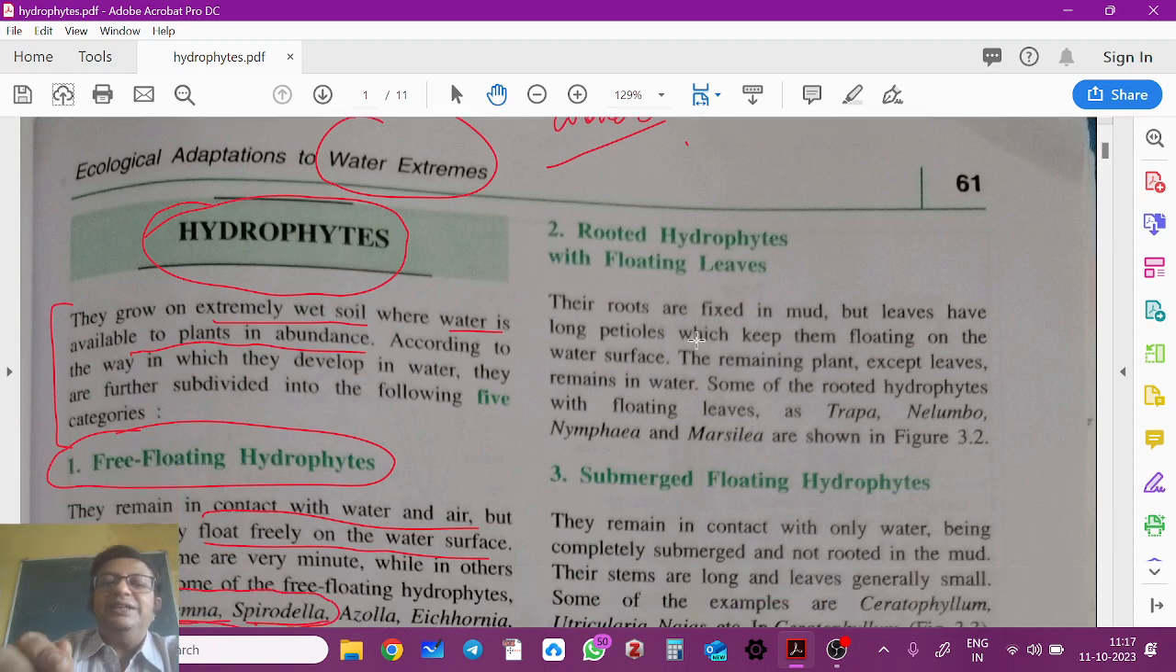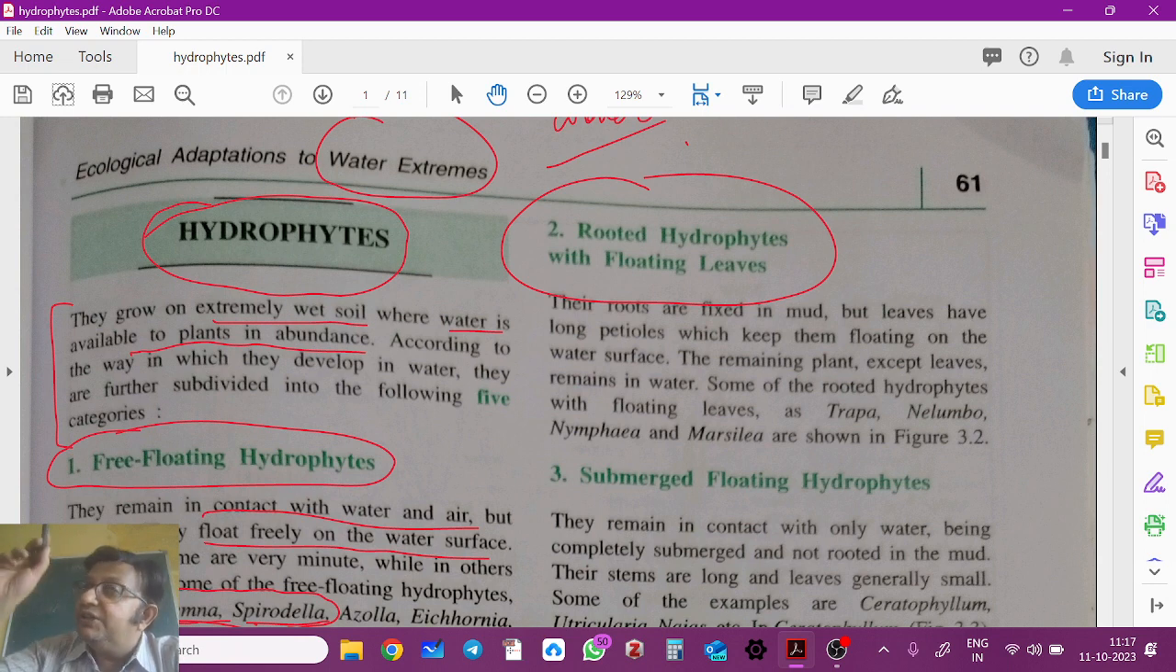The next one is the rooted hydrophytes with floating leaves. That means their roots have gone into the soil below the water and bifurcated over there, but their leaves are floating. Their roots are fixed in mud, but leaves have long petioles and keep them floating on the water surface. Examples: Trapa, Nelumbo, Nymphaea, Marsilea.